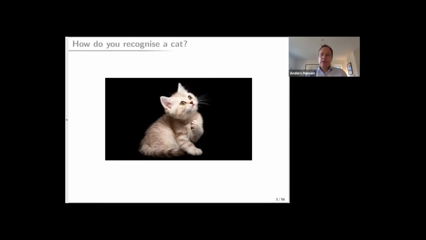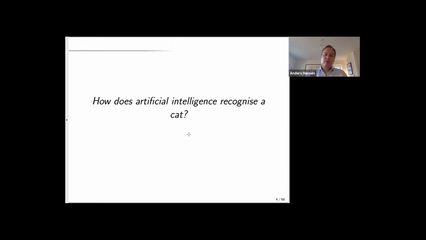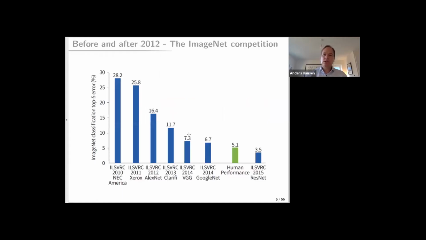Now, the question is, how does artificial intelligence recognize a cat? The purpose of that question is that I would like to show you a little bit of what's going on inside the sausage factory of artificial intelligence. To be able to do that, I need to put this in a historical context. Because if I had asked the question, how does AI recognize a cat, 10 years ago, the answer would have been, we don't have any AI that can recognize a cat.